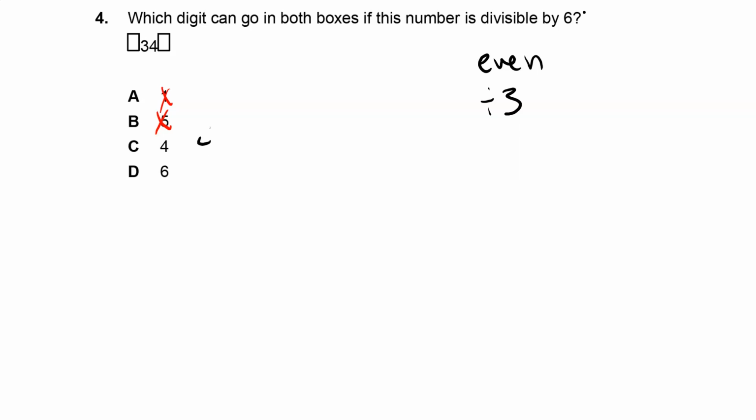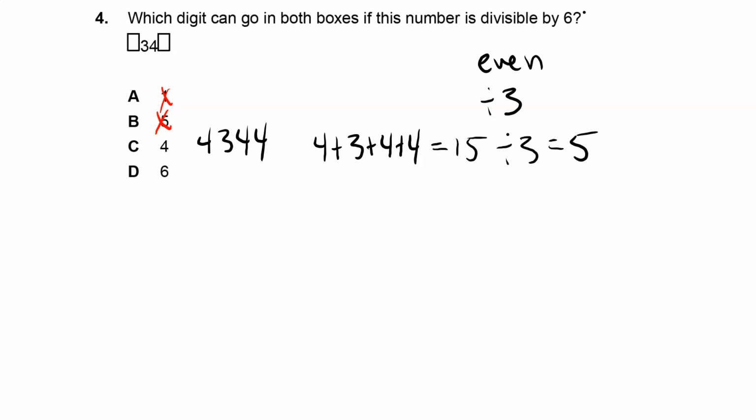If we look at 4344, is it even? Yep, it's even. And then is it divisible by 3? We have to check whether 4 plus 3 plus 4 plus 4 is divisible by 3 or not. And we see we've got 15, and we know that 15 divided by 3 is 5. So 4344 is divisible by 6.